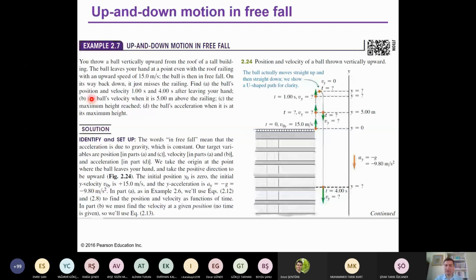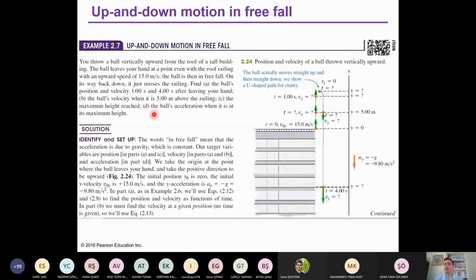So this was the initial position of the ball, and you throw it in the upward direction, and this is the maximum height the ball can reach. So the question: what is the maximum height? And then the last question: find the ball's acceleration when it is at its maximum height. So the last question asks, what is the acceleration here when the ball reaches its maximum height?